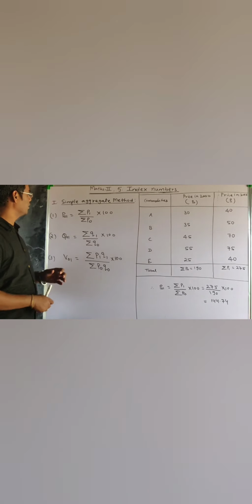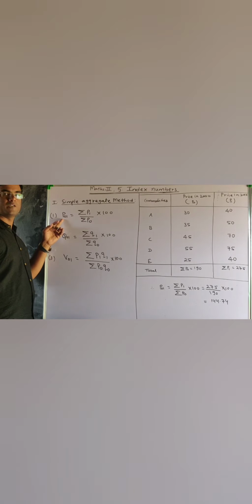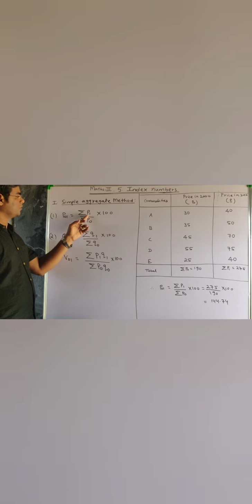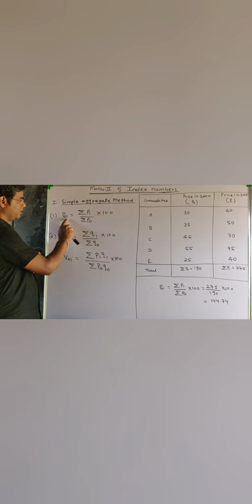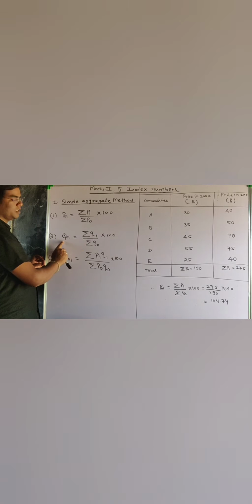So there were 3 types of index number. First one is price index number, that is P01, which is given by the formula summation of P1 upon summation of P0 into 100. Quantity index number is given by Q01, which is summation Q1 upon summation Q0 into 100, and then value index number.